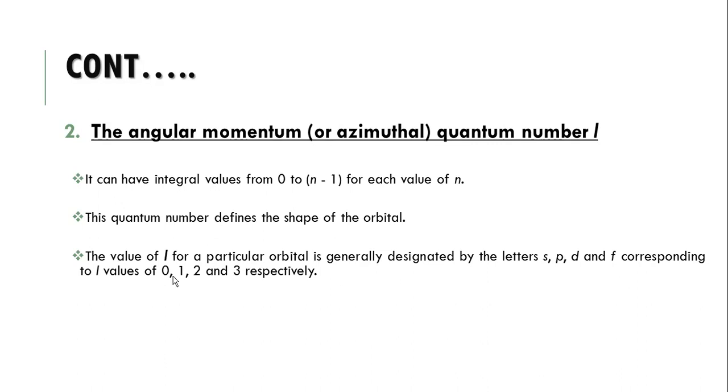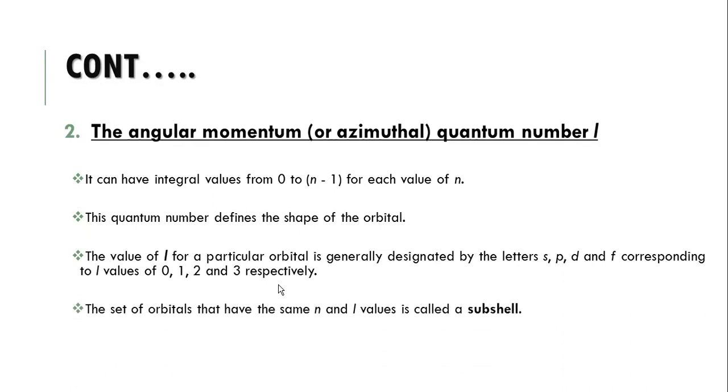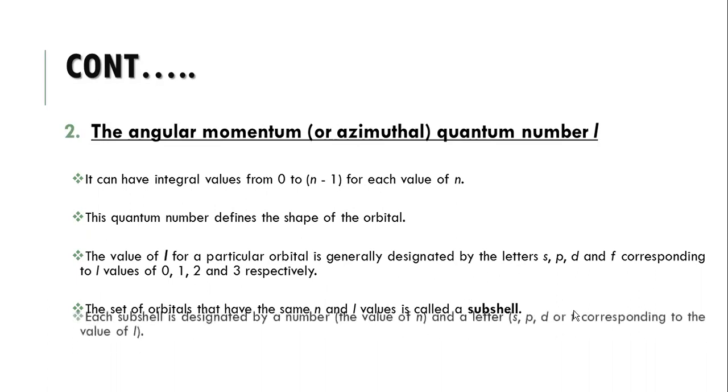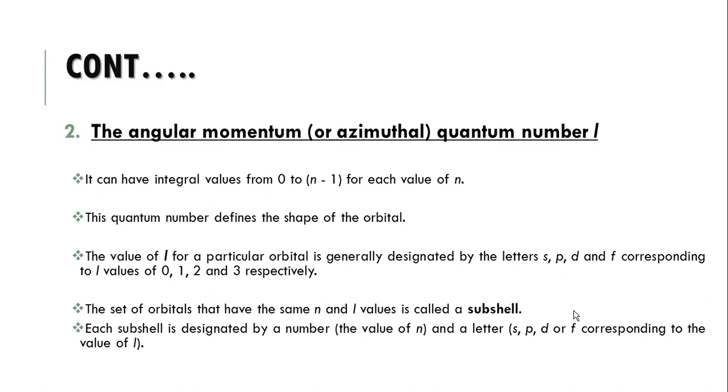If it is P, it should be 1. If it is T, it should be 2. If it is F, that should be 3. According to that, the set of orbitals with the same n value is called the subshell. So how can you name the subshell? By naming that designated number, the value of n and the letter S, P, D. From that you can define the subshell.